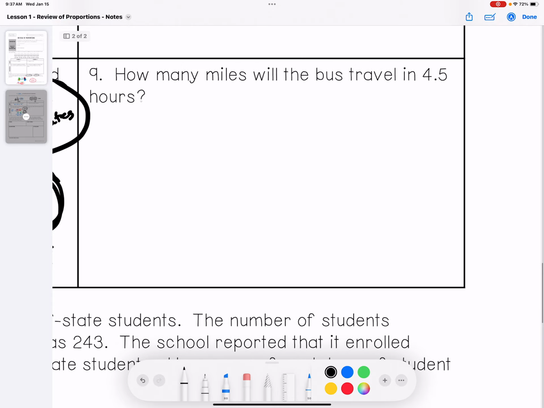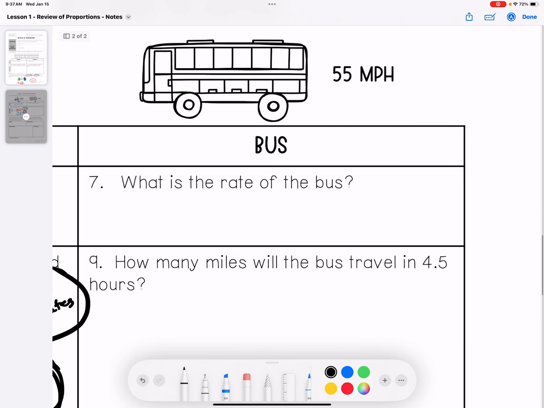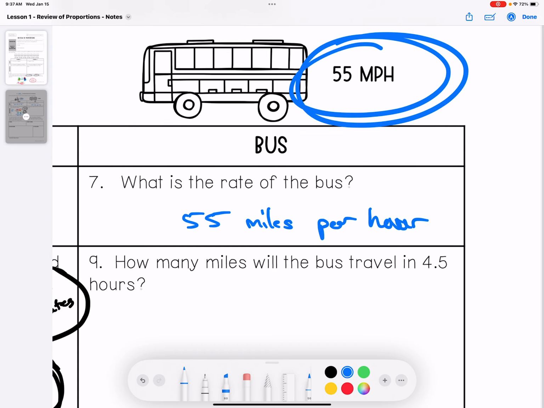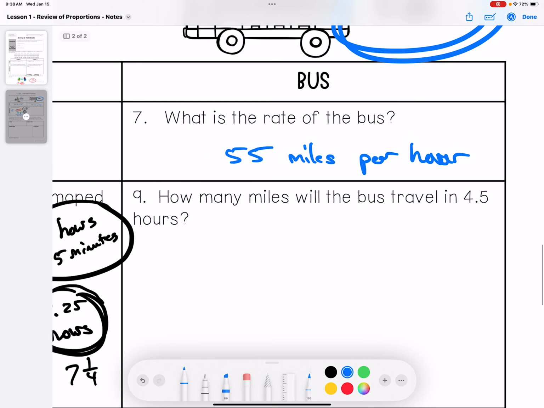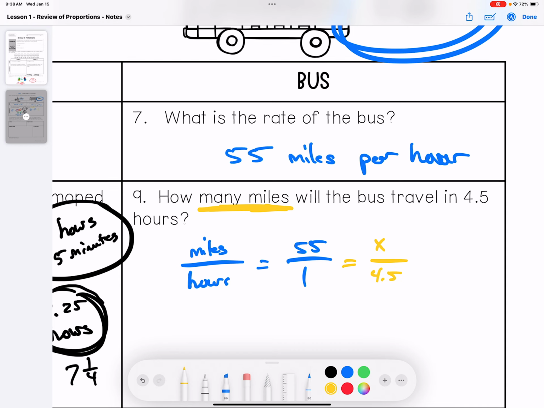All right, number 9. What is the rate of the bus? 55 miles per hour. How do I know that? It's right there, guys. How many miles will the bus travel in 4.5 hours? So it's going miles over hour. So it's 55 miles per hour. And on the other half, we have, I don't know how many miles. It's asking how many miles in 4.5 hours.